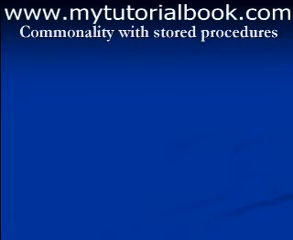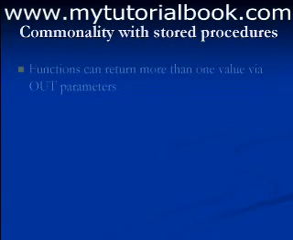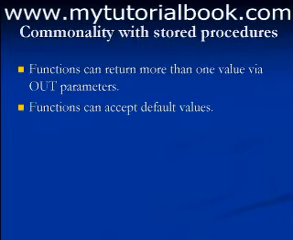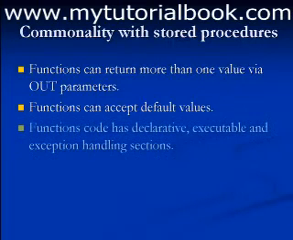Now, what kind of commonality do functions share with stored procedures? Functions can return more than one value via out parameters, just like a stored procedure, right? Functions can accept default values. When we declare arguments, we can specify default values that the arguments can have. Also, function code has the declarative, executable, and exception handling sections, just like a stored procedure.